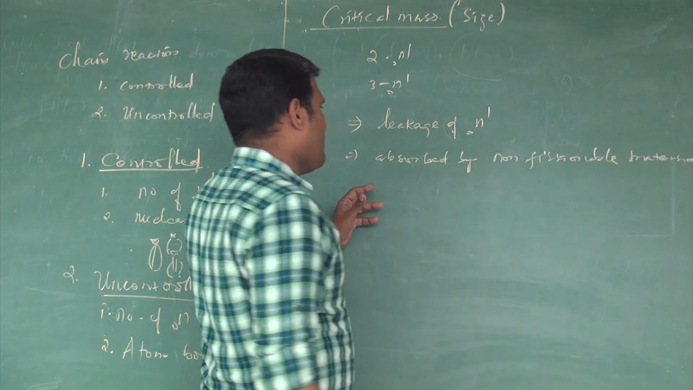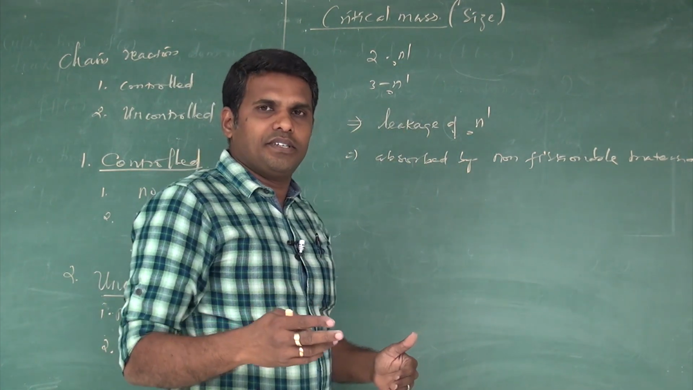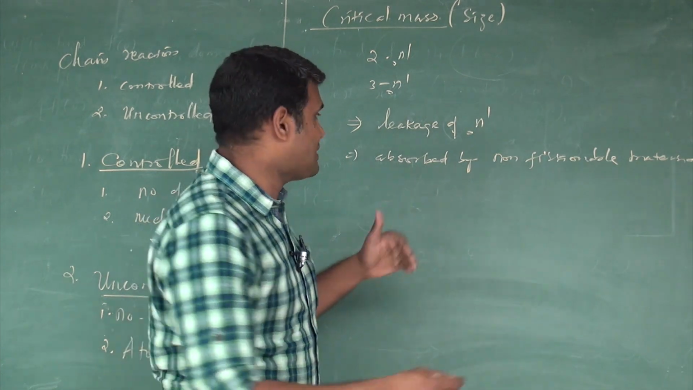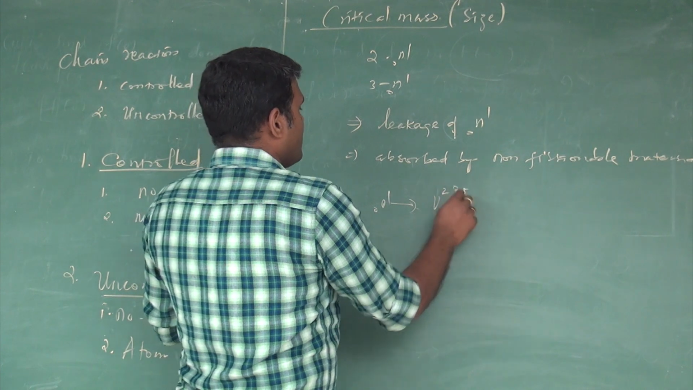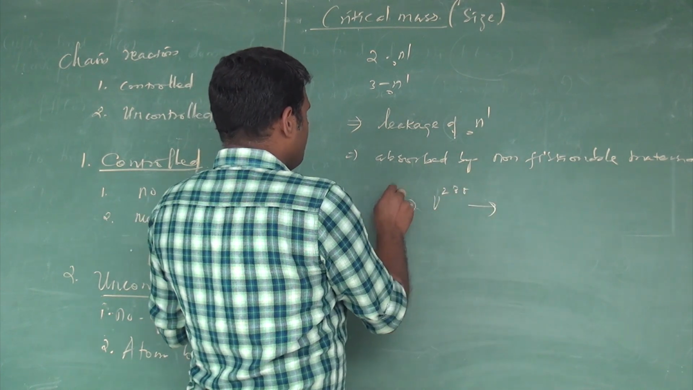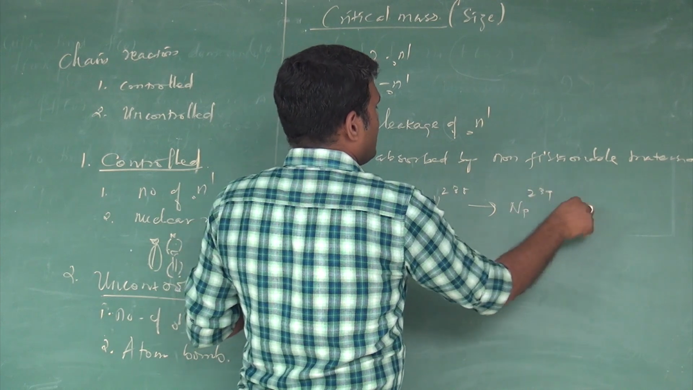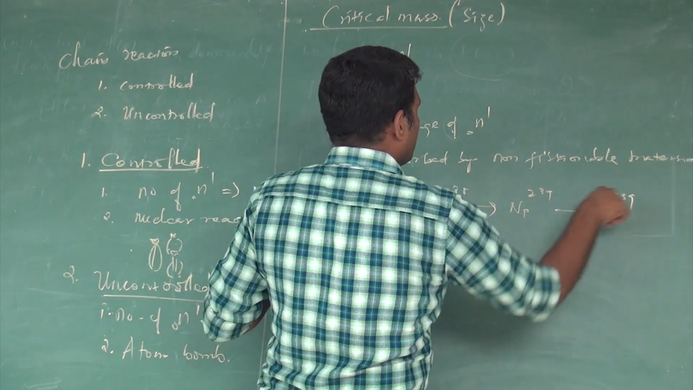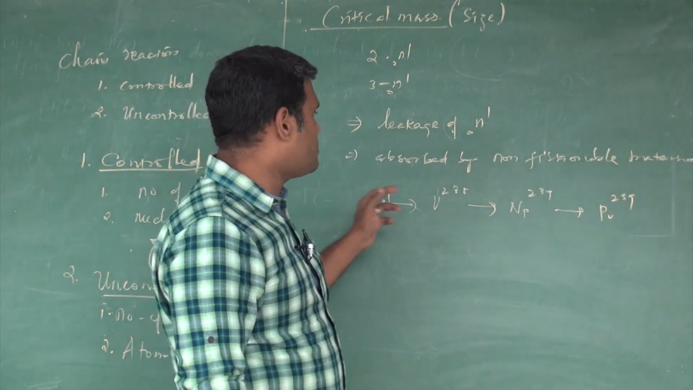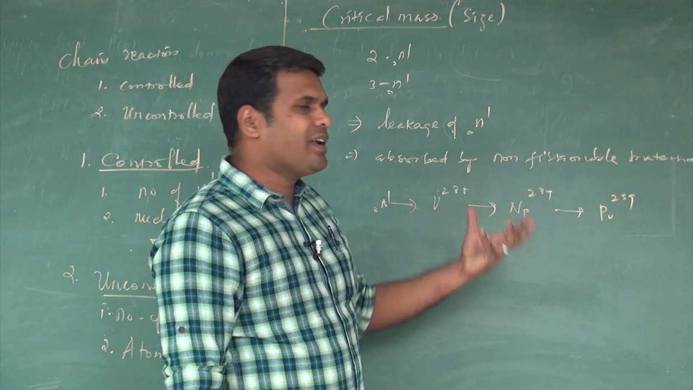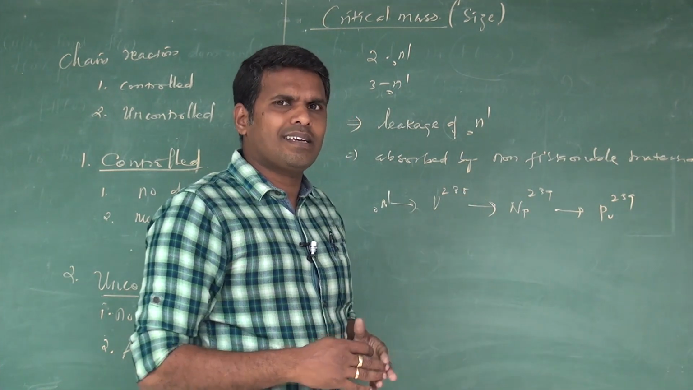A non-fissionable material, when it absorbs a neutron, will undergo a transition to other nuclei. For example, if a neutron is absorbed by uranium-238, then it will get transformed to neptunium-239 and then to plutonium-239. A transformation of the nucleus takes place by the absorption of neutrons. Finally, you will get a fertile material which is used to carry out further fission reactions.